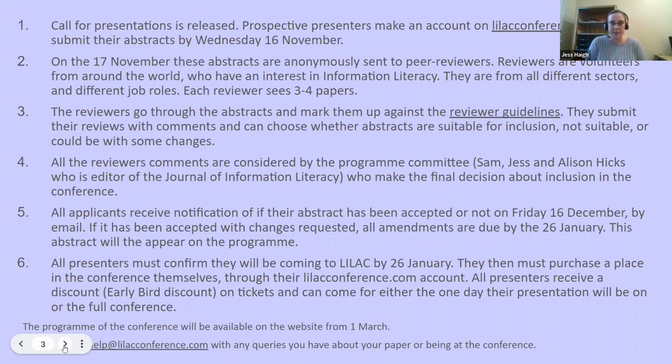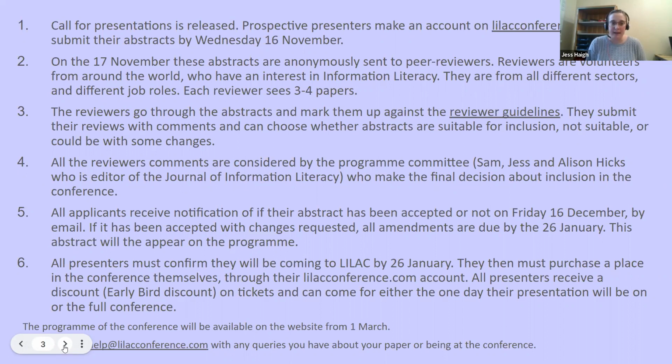So reviewers come from all sectors, from different positions such as heads of service, but also academic librarians, academic skills tutors, learning developers, and people with a general interest in information literacy, academics, school librarians, health librarians, and they come from all over the world. Each reviewer has volunteered, so nobody in LILAC gets paid. Me and Sam, we are volunteers as well. The reviewers are all doing this voluntarily, and they all receive 3 to 4 papers to review.